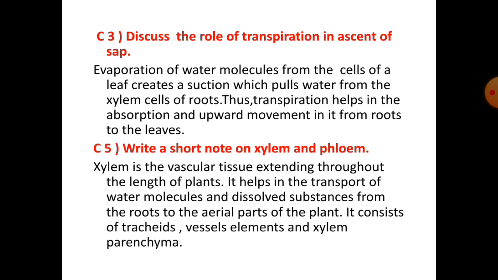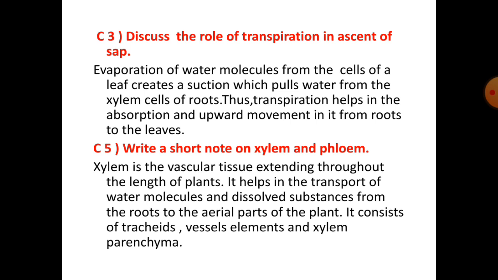Number 3. Discuss the role of transpiration in ascent of sap. Evaporation of water molecules from the cells of a leaf creates a suction which pulls water from the xylem cells of root. Thus, transpiration helps in the absorption and upward movement of water from roots to the leaves.